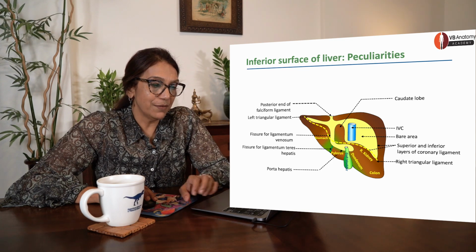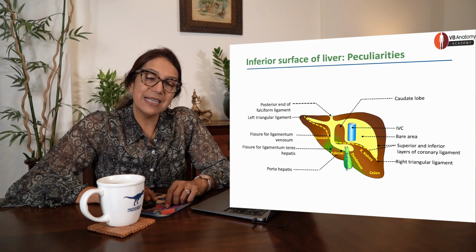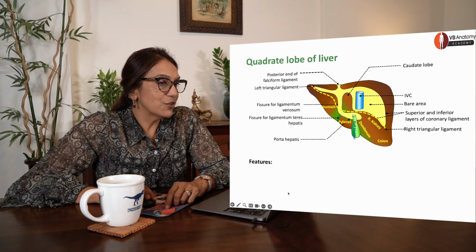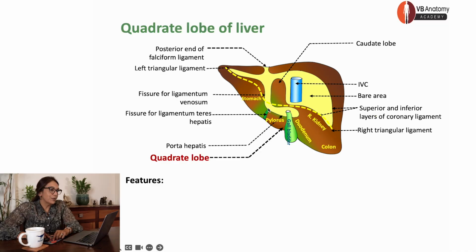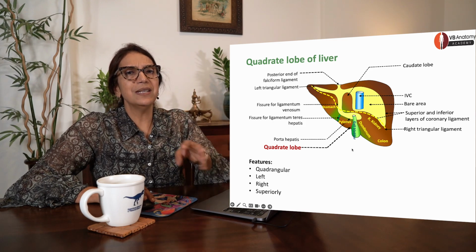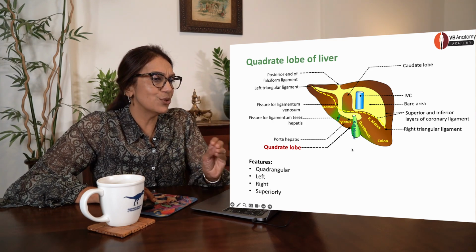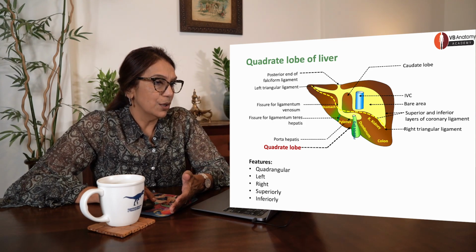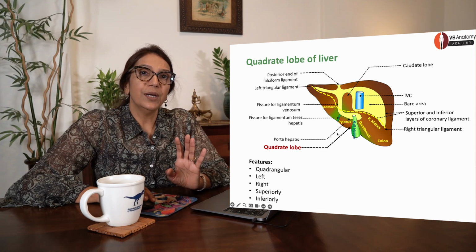Inferior surface of liver has some other peculiarities as well. I want to bring your attention now to the quadrate lobe. Can you see this quadrangular area which is bound on the left by fissure for ligamentum teres, on the right by fossa for gallbladder, superiorly by porta hepatis, inferiorly by sharp border of liver. Easy, common sense. You don't need me to tell you all this. You just have to look at the liver and answer. Okay. It is quadrangular in shape.